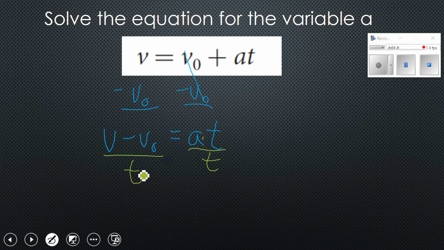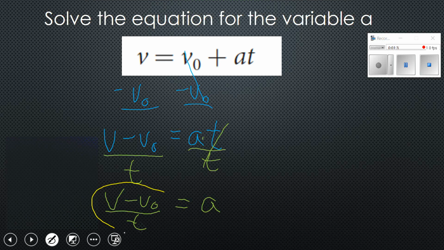Then we're going to rewrite the equation. So those cancel, leaving a, which is what we were looking for. And on the left side, we have v minus v naught divided by t. And I'm going to circle this left side here for us so we can see this is our solution. A equals the left side here, v minus v naught divided by t.